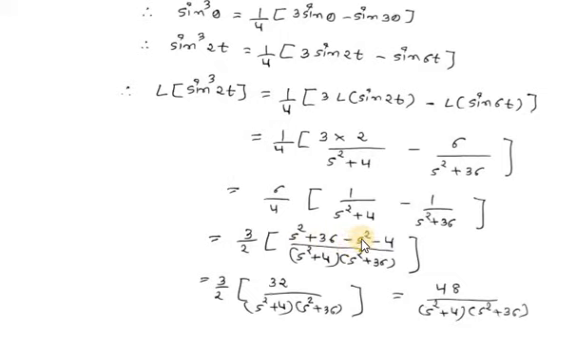Now s square will cancel out, and 36 minus 4, answer is 32. Now divide this 32 by 2, the result is 16, and multiply 16 by 3, answer is 48. So 48 by s square plus 4 into bracket s square plus 36, this is the final answer. And you can simplify 6 by 4 as well, that is 3 by 2. So this is the final answer, that is 48 by s square plus 4 into bracket s square plus 36.